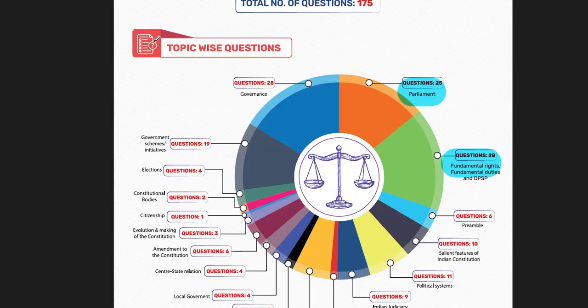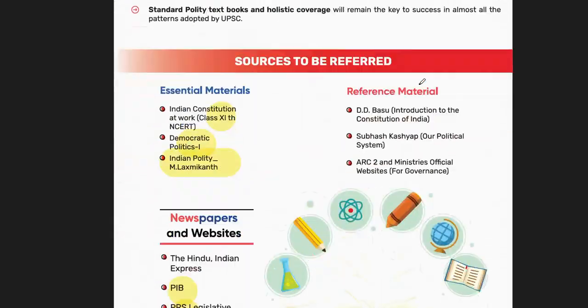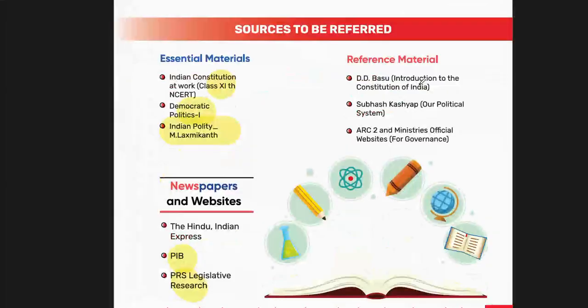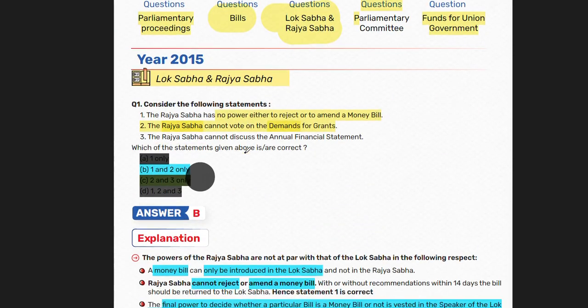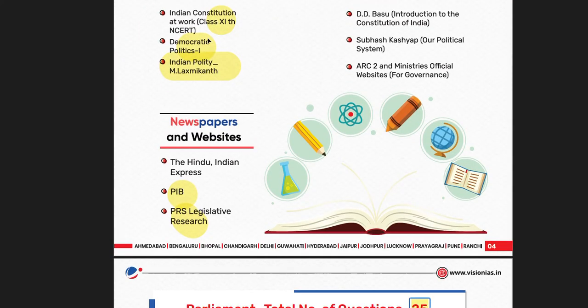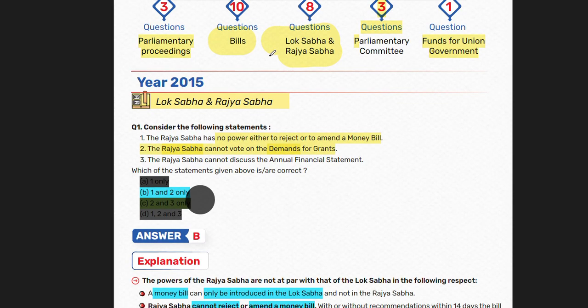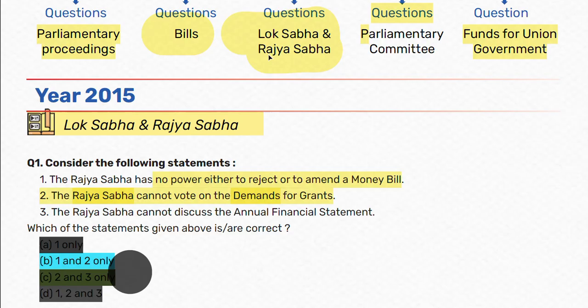So today we are going to do the Parliament questions. Let us see the sources. For the basics, you all know that you have to do the basics from the 11th NCERT, Indian Constitution at Work, and then you can shift to Laxmikanth. These two will be important. So we'll start from Parliament. Let me bring it up in a bigger form.